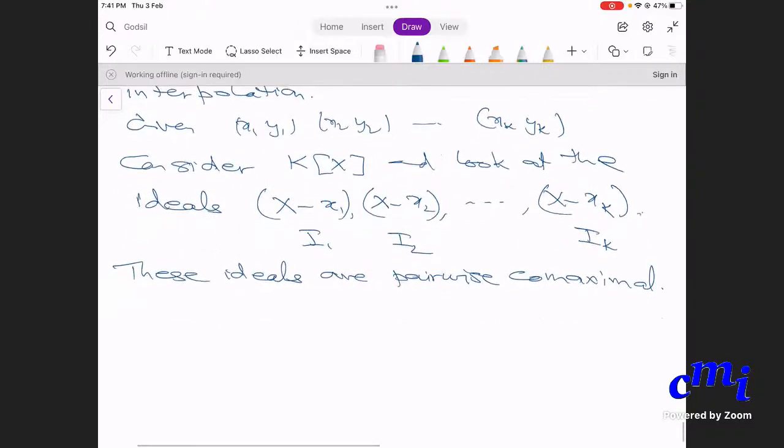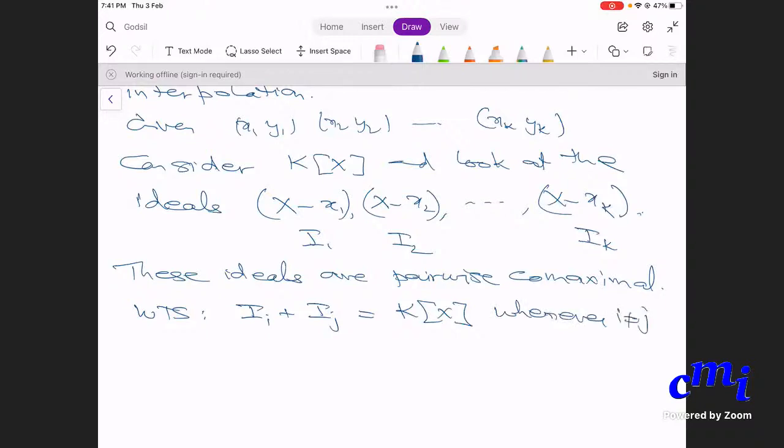That's very easy to see. What does it mean to say co-maximal? That just means that if I take an I sub i and an I sub j, they add up to R. So we want to show that I sub i plus I sub j is the whole ring, which is K[x], whenever i is not equal to j. If I take two of them, I want to say that these two ideals add up to the whole ring.